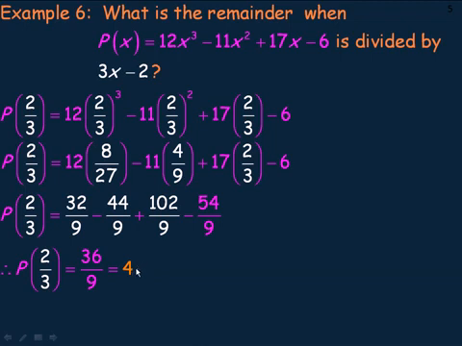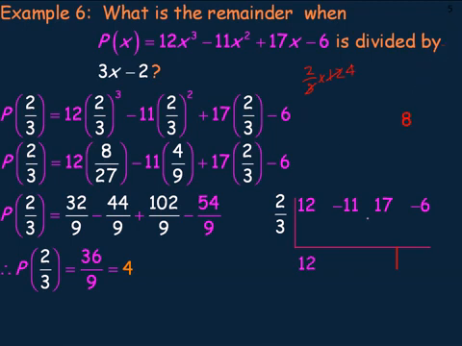Now we'll verify this by using synthetic division, that the remainder is 4. Just another way to do this. And so the synthetic division would look like this: 12, negative 11, 17, negative 6. The restriction, remember, was 2/3. That's why we have 2/3 here. Bring the 12 down. And so now we're going to multiply 12 by 2/3. So 2/3 times 12. The 3 goes into the 12 4 times. So 2 times the 4 that's left is 8. And so we add negative 11 to 8, which of course is negative 3.